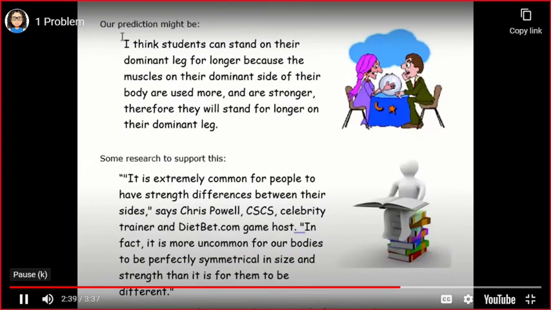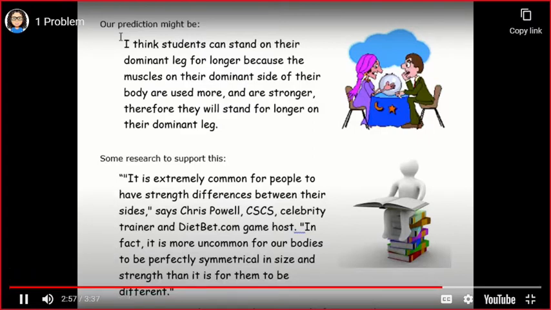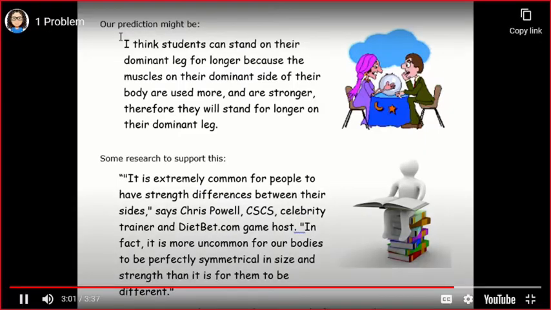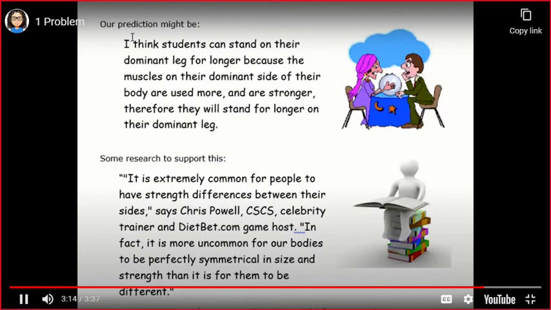I'm going to make a prediction, and I'm going to say that I think that they can stand on their dominant side longer, because that's the side we use more. So when I take a step, I'll usually step forward with my dominant leg first. If you look at the muscles in your hand, the muscles on one of your hands are slightly bigger than the other. Same with your feet. When you go to try on shoes, often you'll find one foot is slightly bigger than the other. That's because one side is more dominant, so the muscles and the bones are a little bit bigger because you use them more. Okay, so that's what I'm doing.